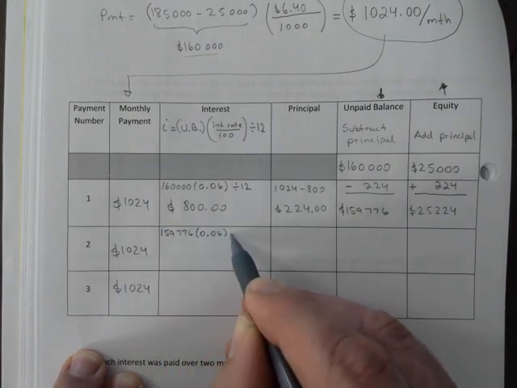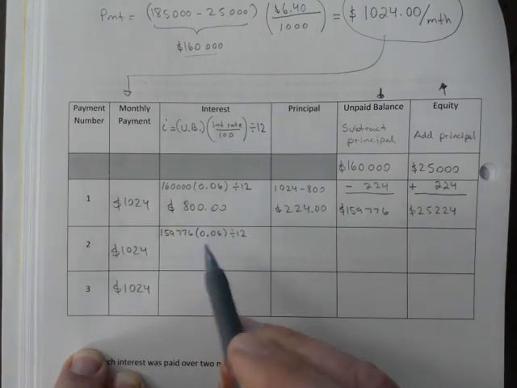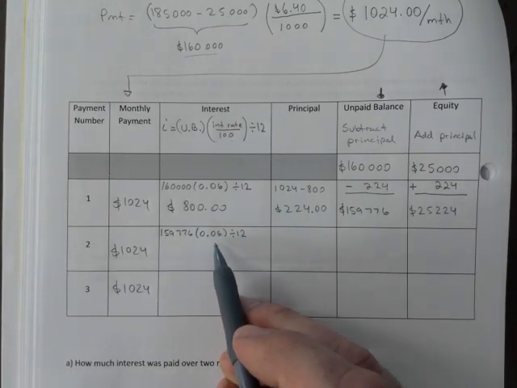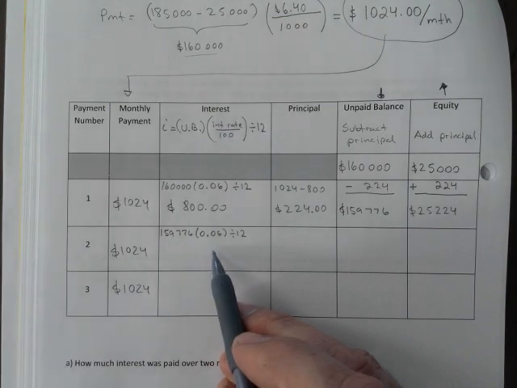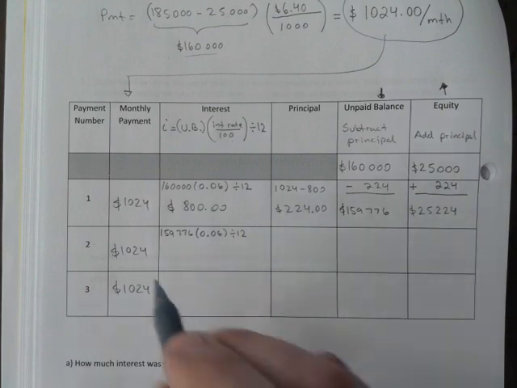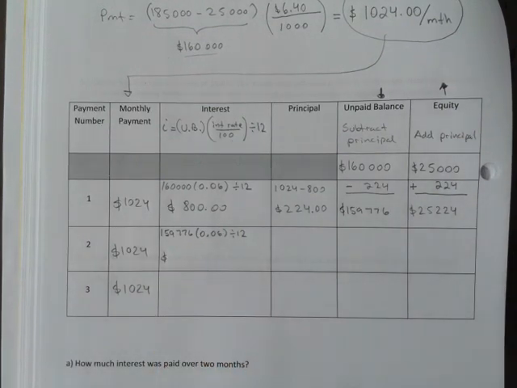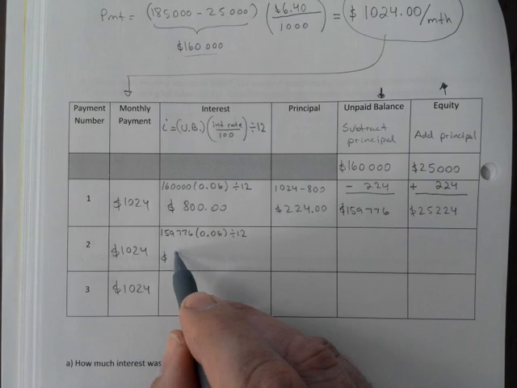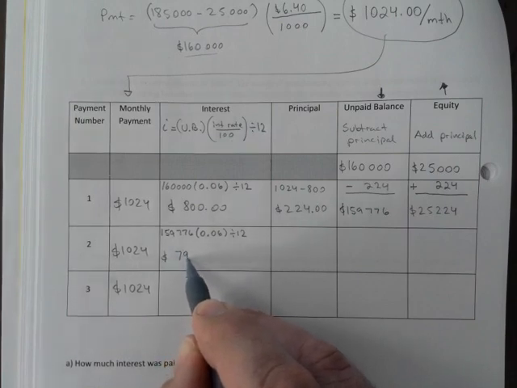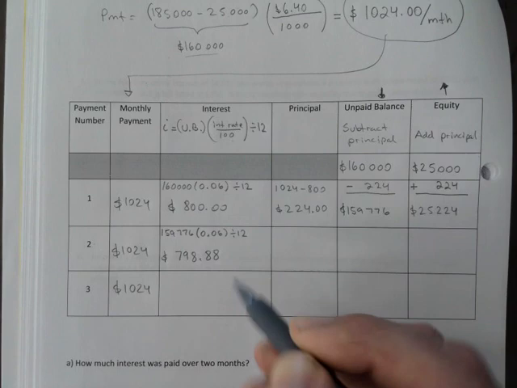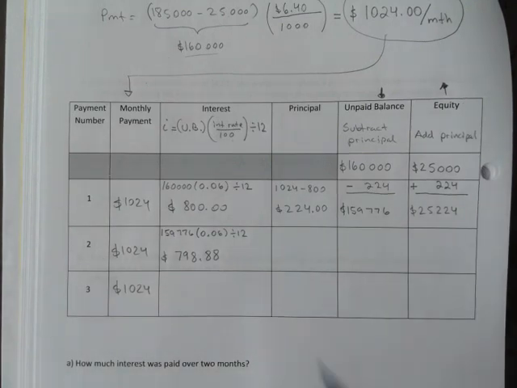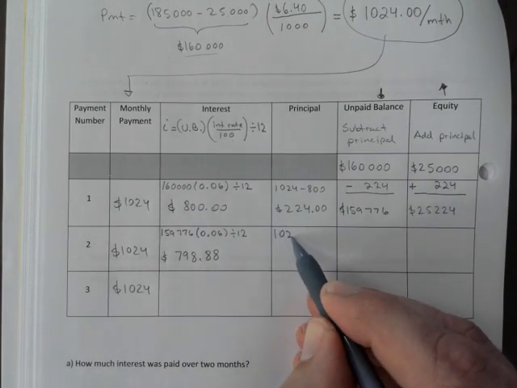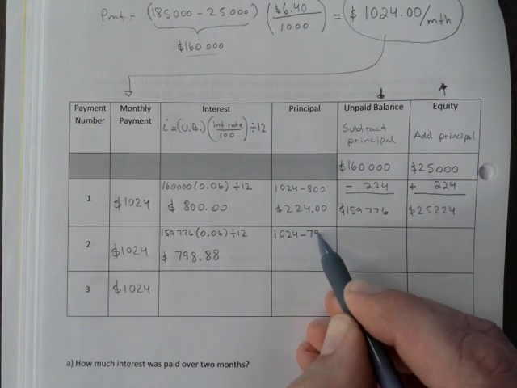And for some reason, this interest rate, some students get the one from the table, like the pink table. That's only once to figure out your payment. It doesn't show up again. And you expect it to be a little less than before, right? So 798.88. And then we go 1,024 minus 798.88.